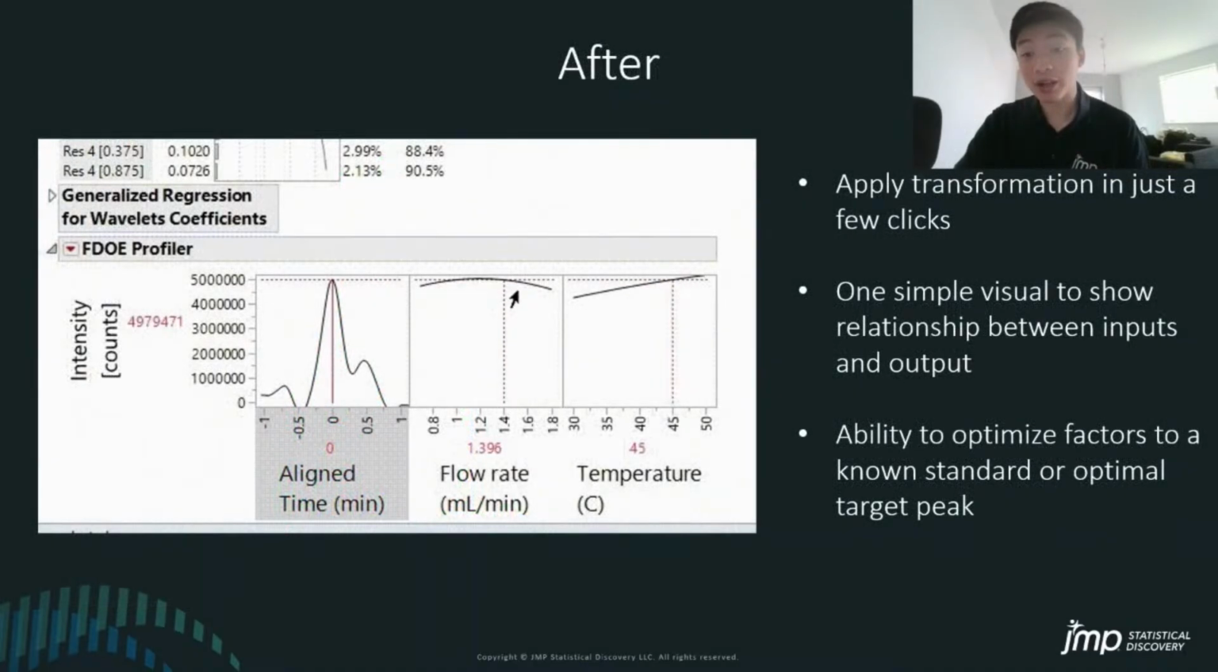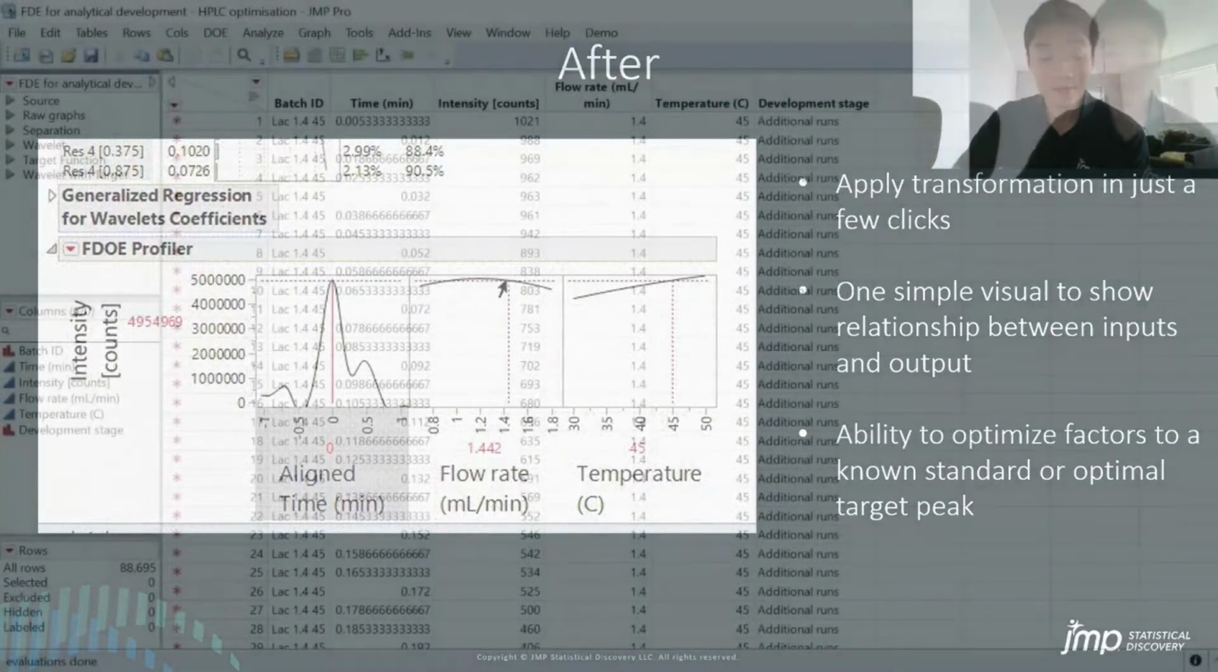With the Functional Data Explorer, we can apply those same transformations in just a few clicks. And what we get in the end is this profiler, which is a visual representation of our model. So instead of looking at those messy graphs with those numerous runs, we just have one simple visual to show the relationship between our inputs and outputs. We're also given the ability to optimize our factors to a known standard or optimal target peak. And JMP will use this model to predict which factor settings could produce that optimal standard peak. And with that, we're going to head into JMP Pro to see how we get towards this final result here.